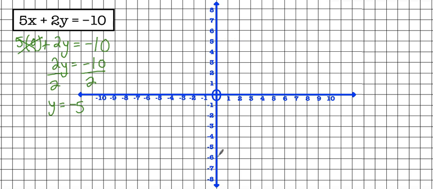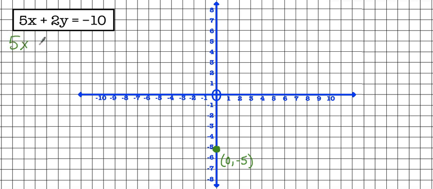So our y-intercept in this case is down here. So that's 0, negative 5, and that's our y-intercept. Now if I wanted to find my x-intercept, all I would have to do is plug in 0 for y.